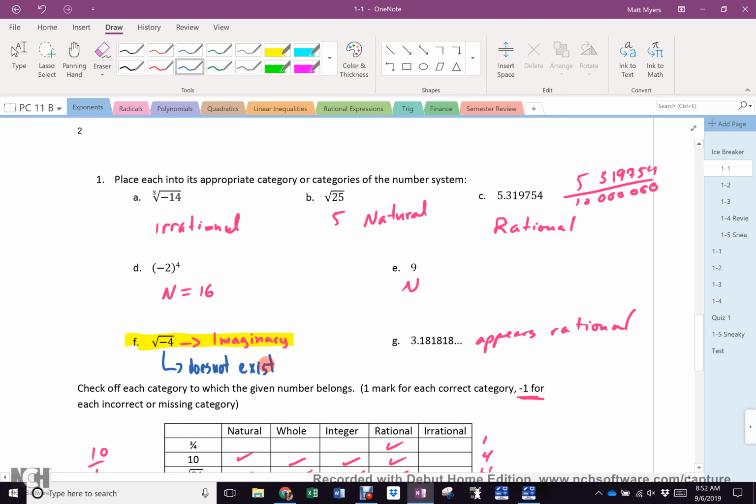And why do I have the word "appears" rational there? Preston? Because you don't know if it is not rational later on. Yeah, I don't know if the millionth decimal place might be a 7. Right?